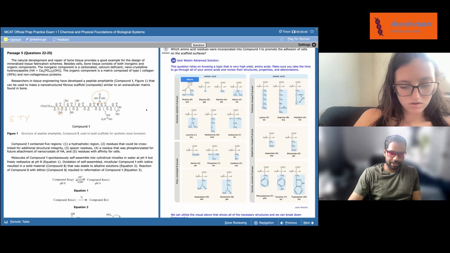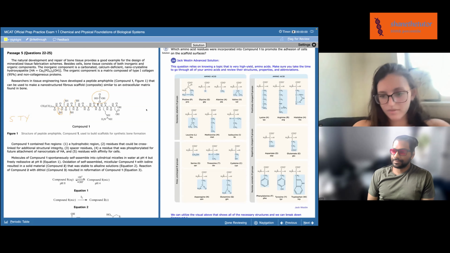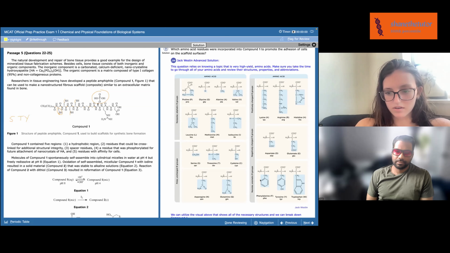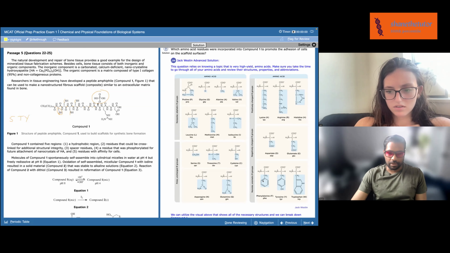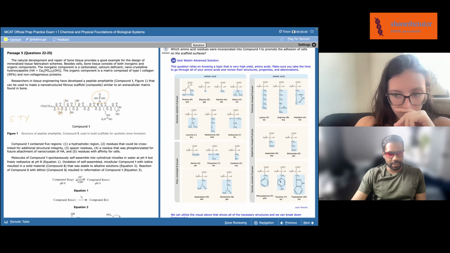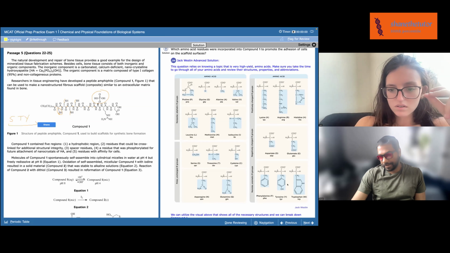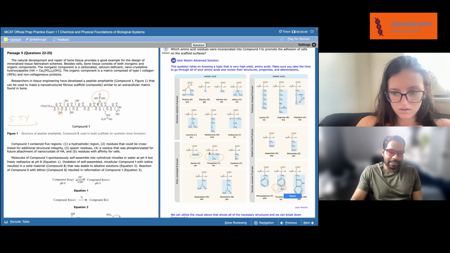So you could look at this chart here. How is this not a ring? Well, you're saying that STY all have rings. No, I said that tyrosine had a ring. You said that they all had rings. Threonine doesn't either. Serine doesn't either. And they all have something in common that's not a ring.